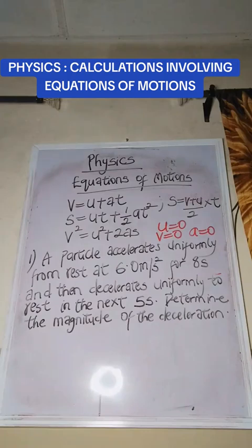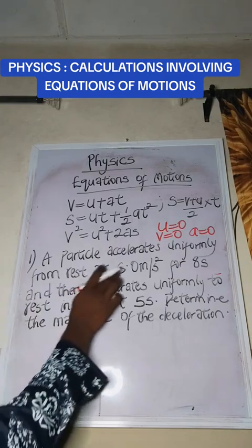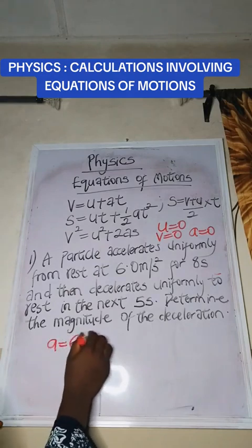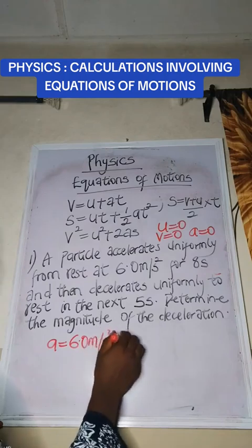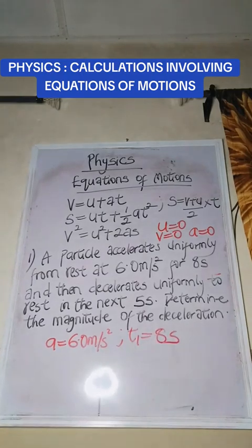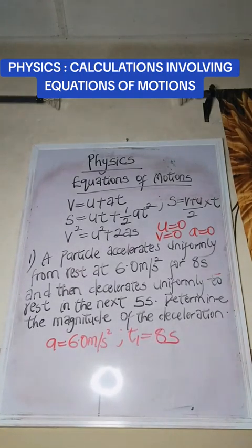A particle accelerates uniformly from rest at 6.0 meters per second squared for 8 seconds and then decelerates uniformly to rest in the next 5 seconds. Determine the magnitude of the deceleration. So the first information they gave us is the acceleration, which is 6.0 meters per second squared. And they gave us the first time, which is 8 seconds.